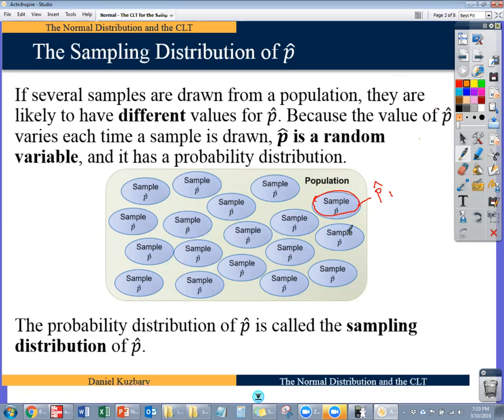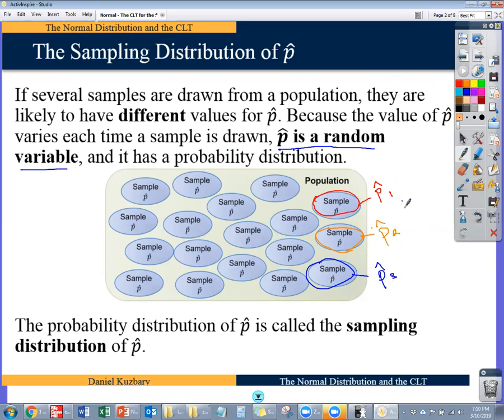So imagine taking one sample, finding the sample proportion. Take a different sample of the same size, you can take another sample proportion. Maybe take a third sample and you can find a sample proportion. And the idea is if all these samples are random, then all these sample proportions are also going to be random, which is how we can say that p hat, the sample proportion, is a random variable.